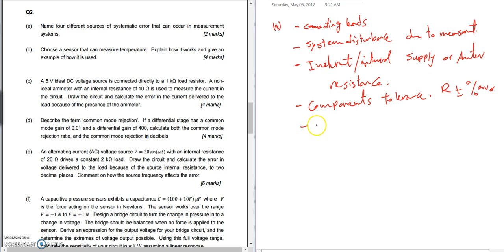What else? There might also be environmental effects, such as temperature, humidity, and whatnot. In that case, temperature affects resistance.